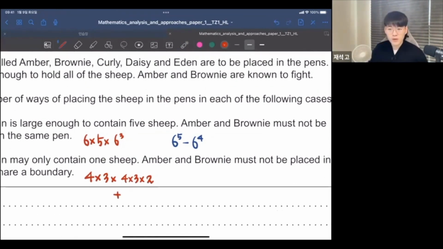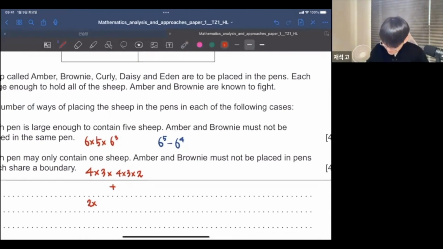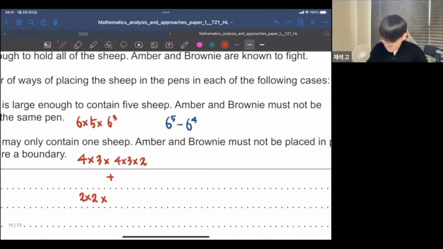Not only that, but what I did was, when I put Amber here, Amber could also go in here. You have to think about these two separately. If Amber goes into one of these two, let's say 2 times Amber goes in here, then Brownie can only go in here. There are 2 cases where Brownie can go in. 2 times 2. In that case, if you put Amber and Brownie, you just put C and D, so it's 4 times 3 times 2 like this.